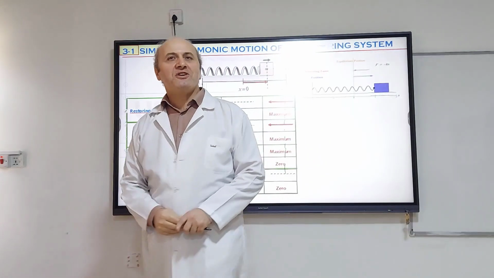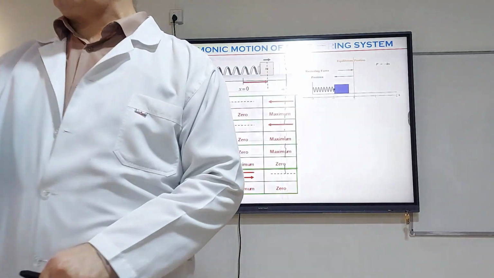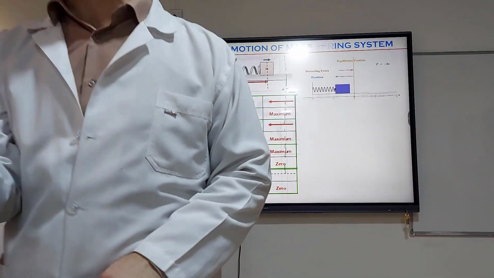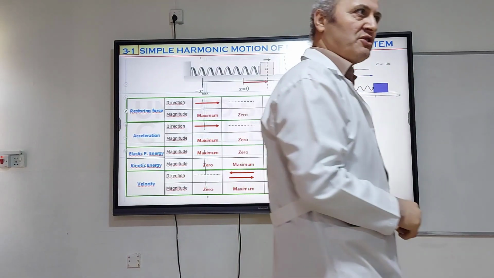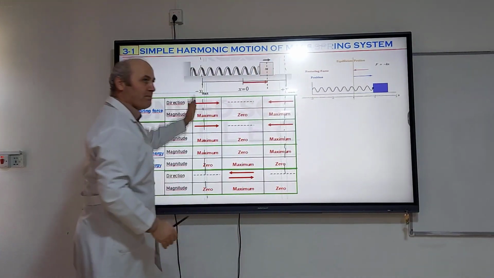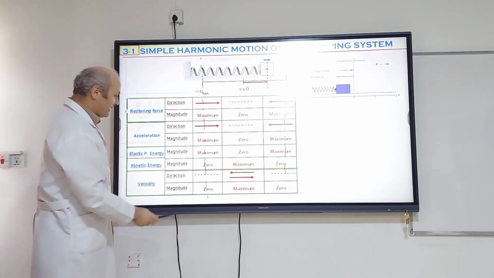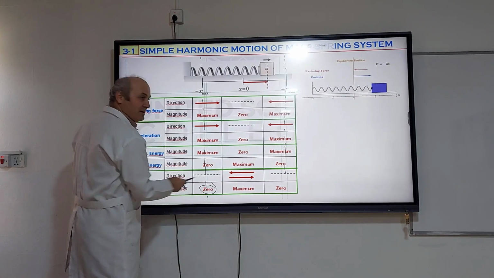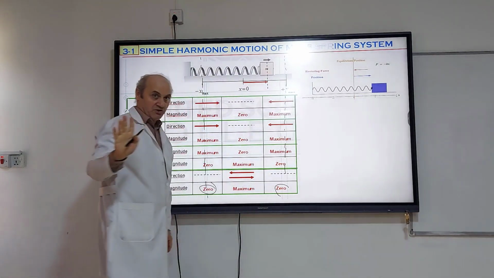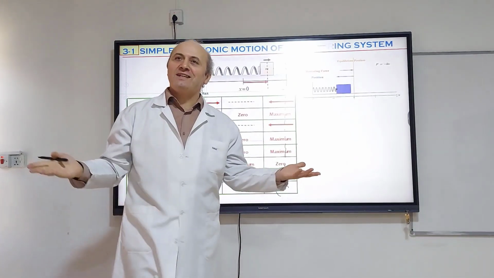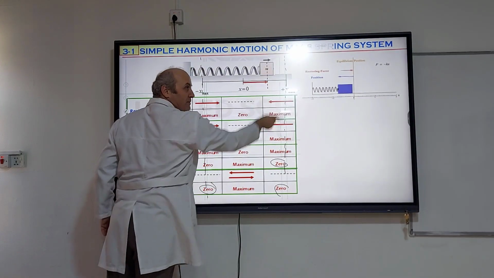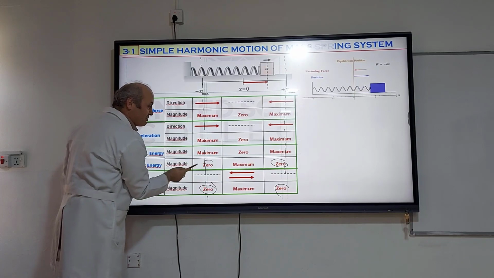At maximum stretch and maximum compression, the object stops. If it is moving, you cannot say it's maximum stretch or compression. An object stops for an instant. If an object stops, what is velocity? Zero. At maximum stretch or maximum compression, velocity is zero. If velocity is zero, of course kinetic energy must be zero. Kinetic energy is zero at maximum stretch and zero at maximum compression.